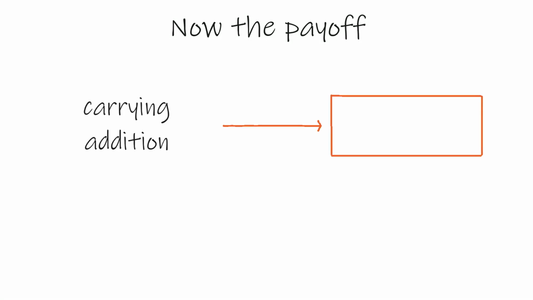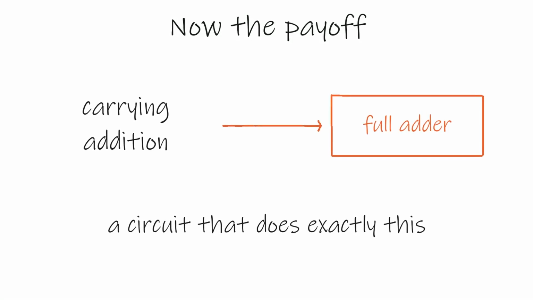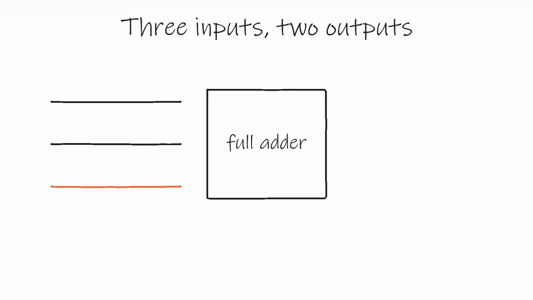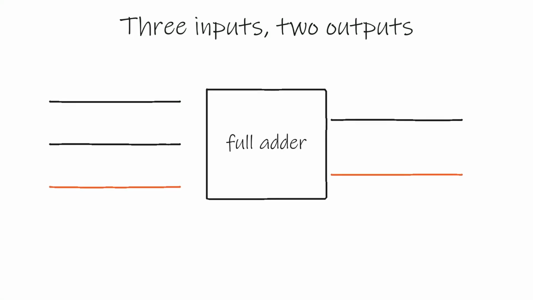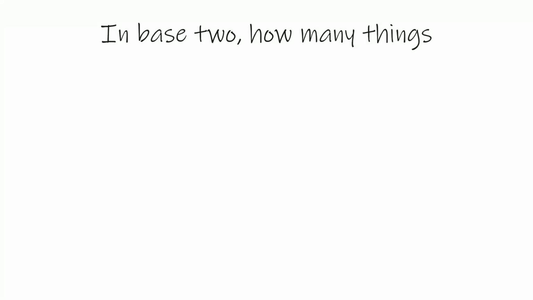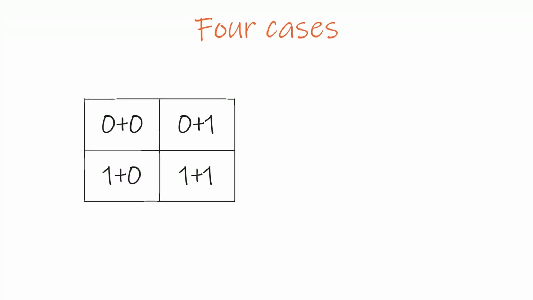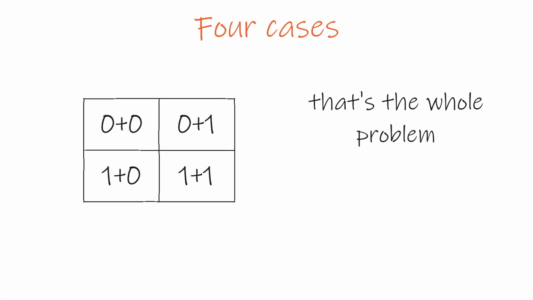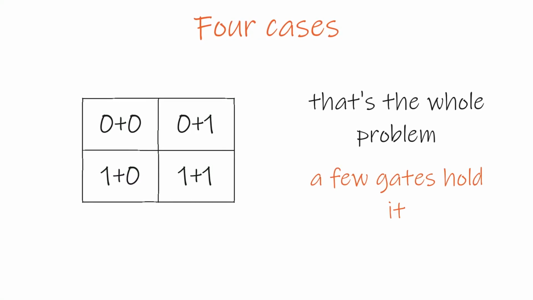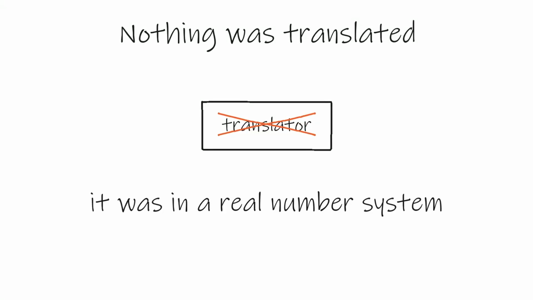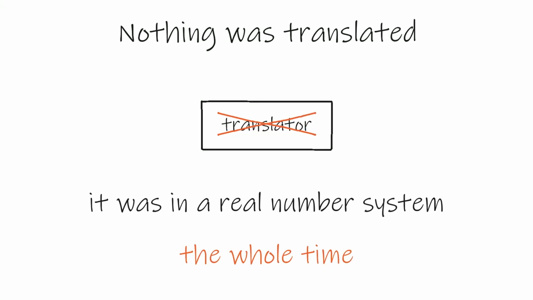Now the payoff. That carrying addition is what the full adder performs. 3 inputs, your 2 digits and the carry in. 2 outputs, sum and carry out. In base 2, how many things can one column plus a carry be? 4 cases. That's the whole problem, and it fits in a few gates. Nothing was translated. The machine was in a real number system throughout.